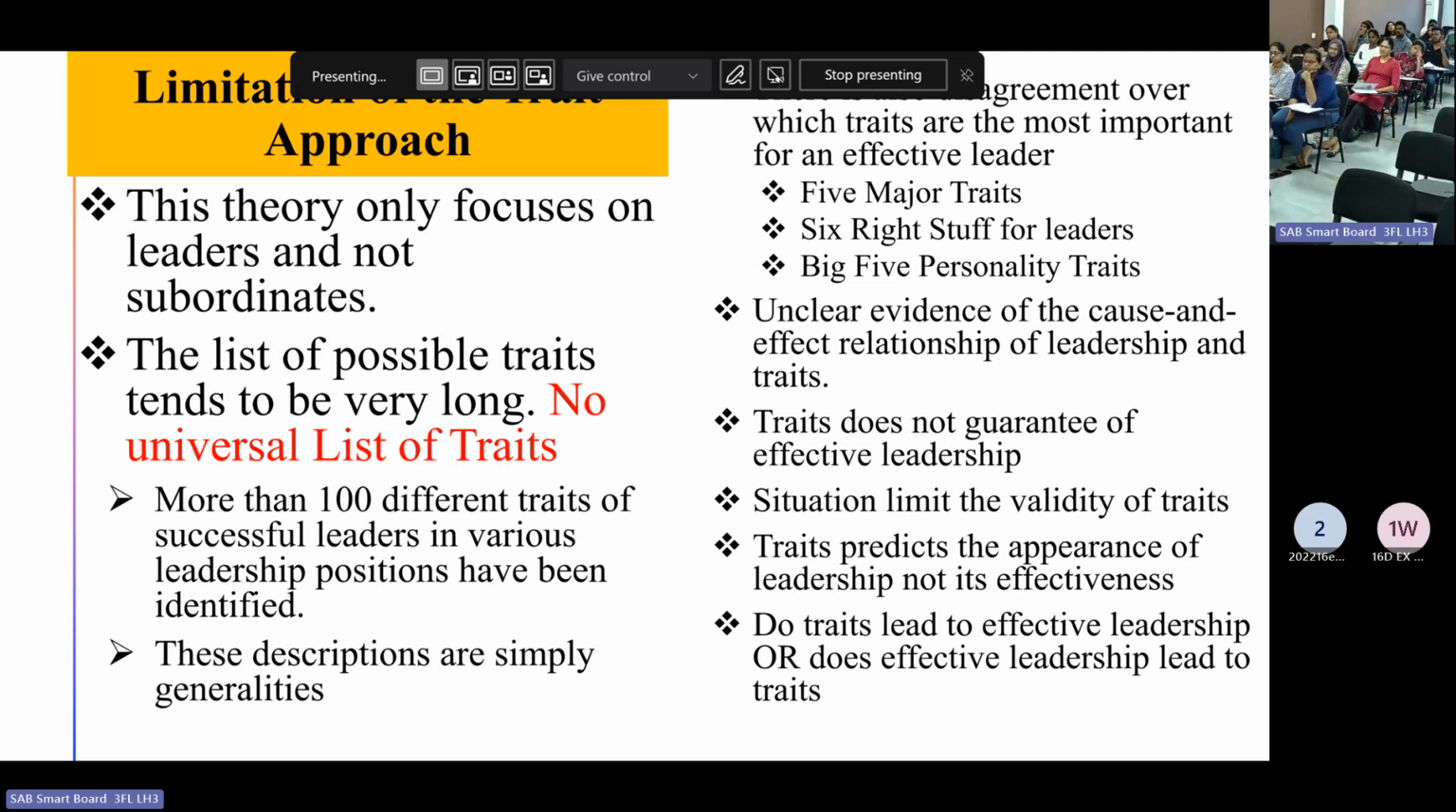To rate leadership effectiveness, I have already explained. So these are the limitation, strength, and the weakness.